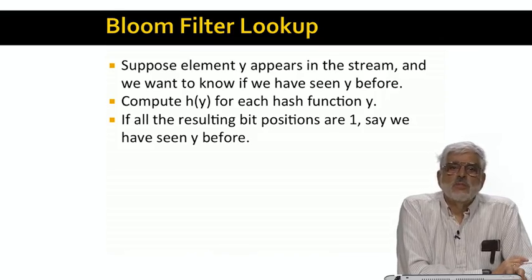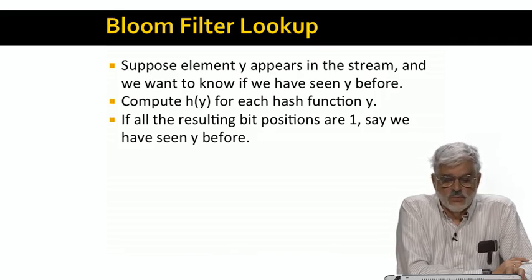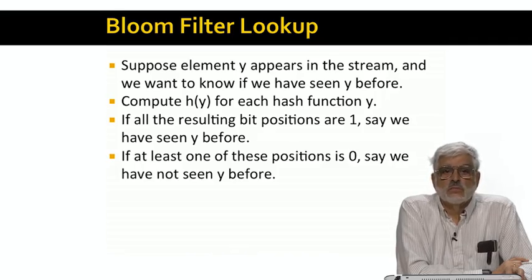If y was seen before, then surely all of these positions would have been set to 1, so we will surely say yes. Unfortunately, there can be false positives, since it could be that we never saw y, but some other combination of elements managed to turn on all the bits that y would turn on. If one or more of the bits is 0, then we'll say y was never seen. That's surely correct, since we know that each would have been set to 1 if y had been seen. That is, there are no false negatives.